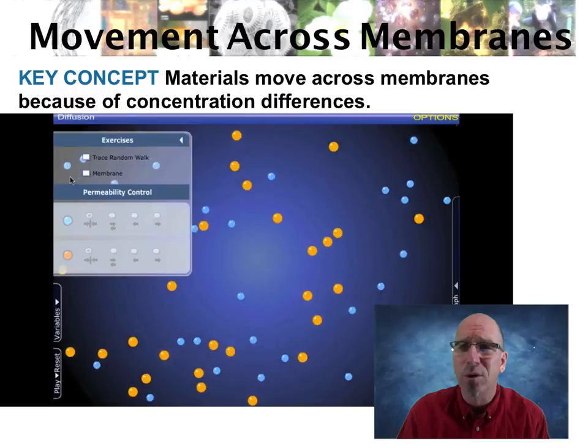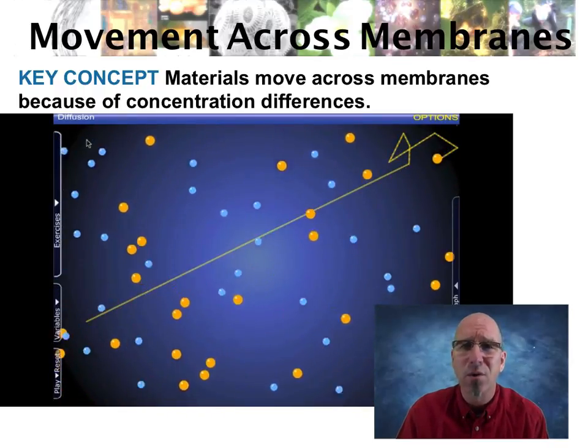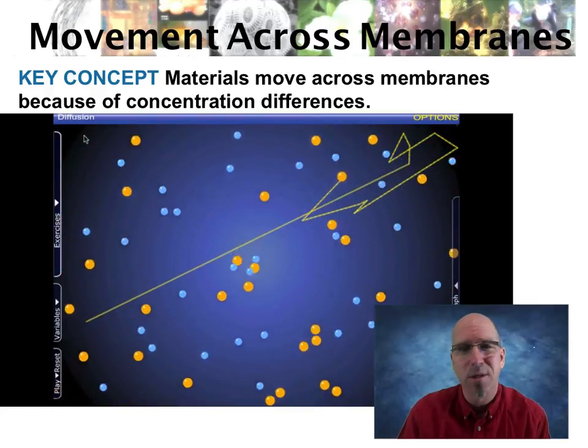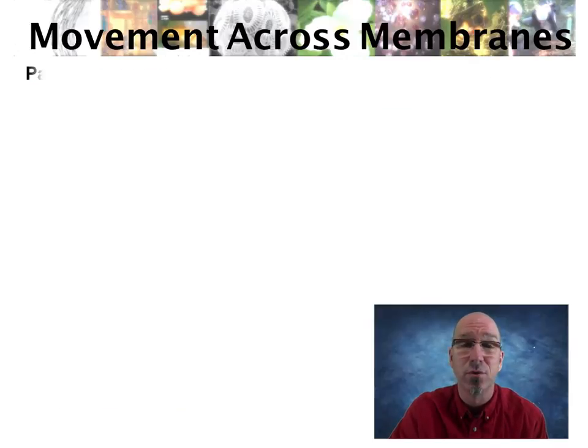Now, if we follow them, I'm going to add a little tracer to one of them. Just follow that molecule. Where's it going? It's going all over the place. Why? Well, sometimes it's not running into anything. Sometimes it is. So the random motion of molecules causes things to diffuse.